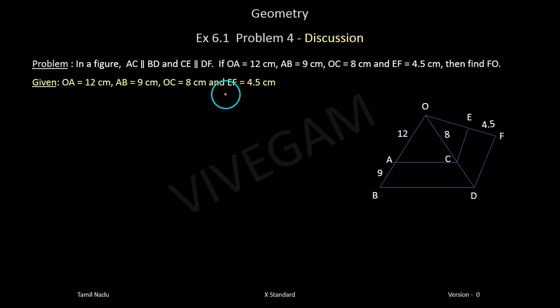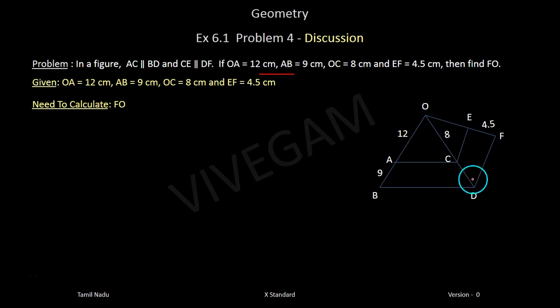So let's list out what is given in the problem. All these measurements are given, so that we are listing it out. We are asked to find FO. How will we find FO? When you apply Thales theorem to OBD, this 12 by 9 will be equal to 8 by CD, from which you can calculate CD.